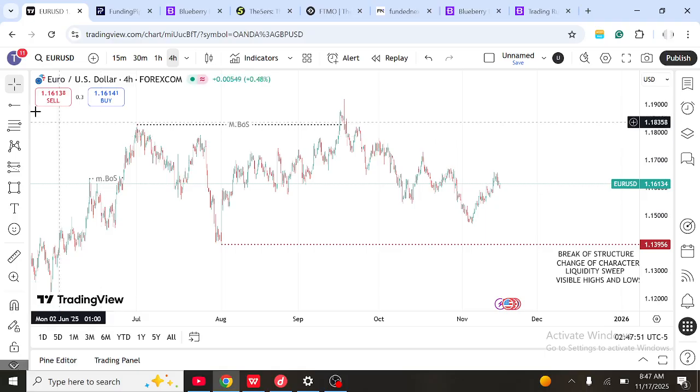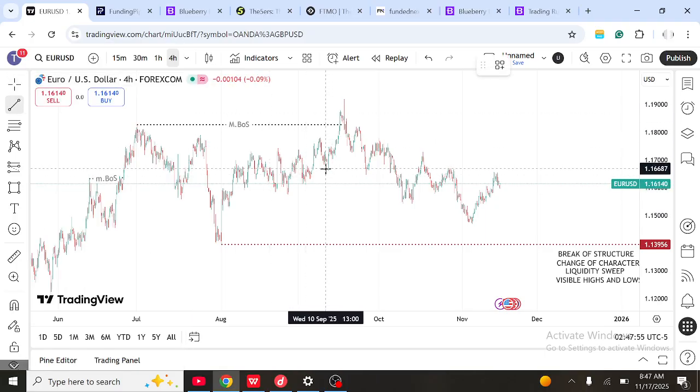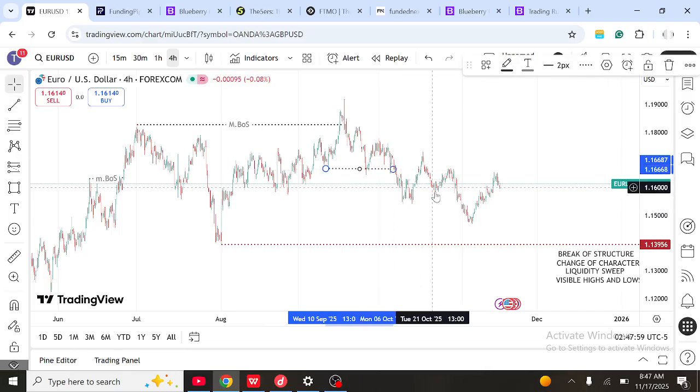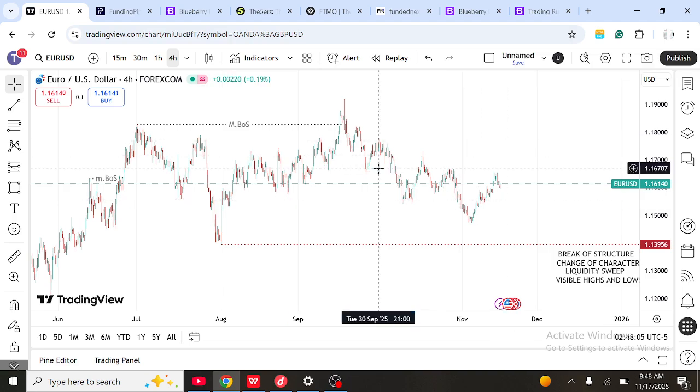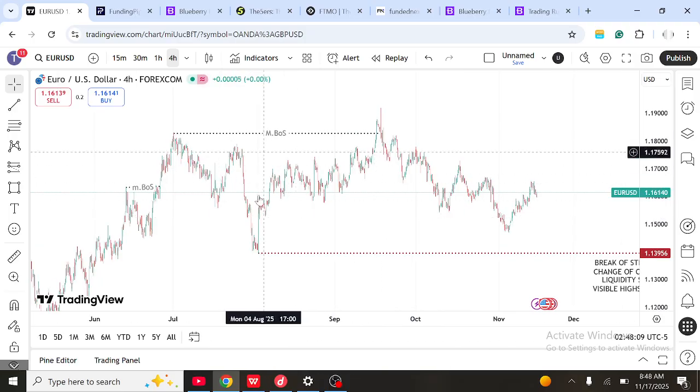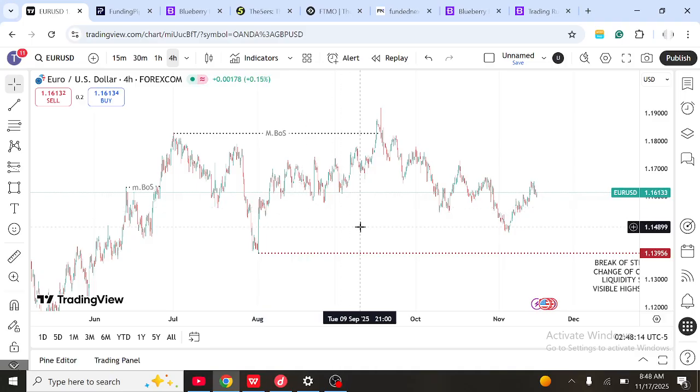Some people would have come here and targeted what? Change of character to the downside. Of course, it's moving to the downside, but the overall trend is what? Bullish. Okay. So now that I have gotten my direction of the market, and then I want to make a decision, right?